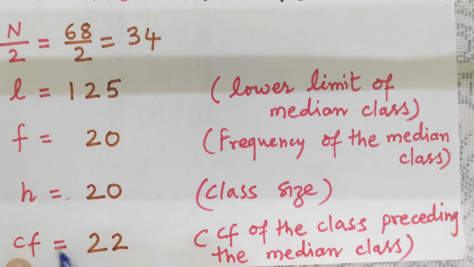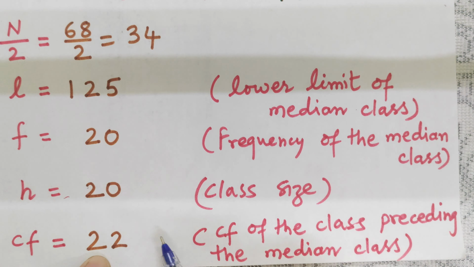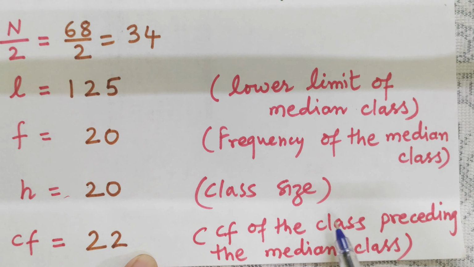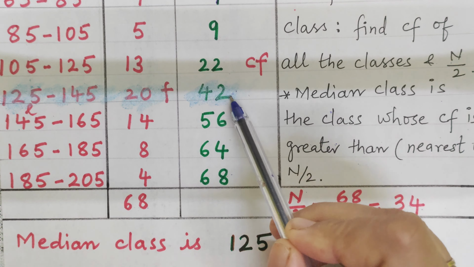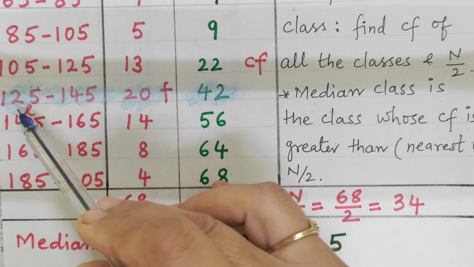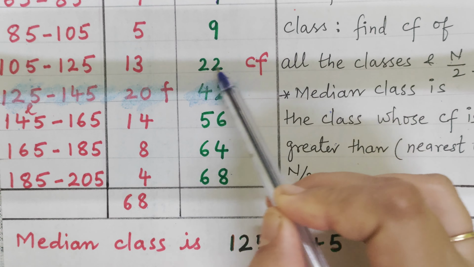And cumulative frequency, we have to choose the cumulative frequency of the class preceding the median class. So we'll not take this CF, we'll take the CF of the class preceding the median class, means 22. This will be the CF.